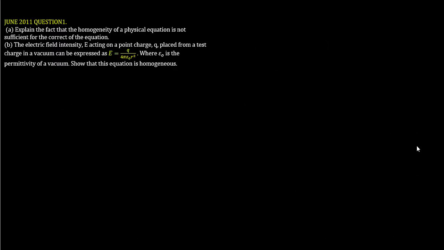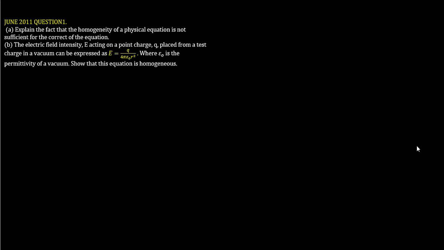Okay, so let's see 2011. Explain the fact that homogeneity of a physical equation is not a sufficient condition for the correctness of an equation. It's simply due to the presence or absence of dimensionless constants, and it also gives information about whether you have trigonometric ratios in a given equation, or even logarithms or exponentials.